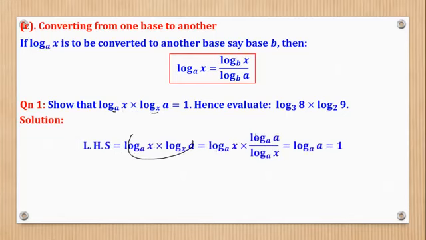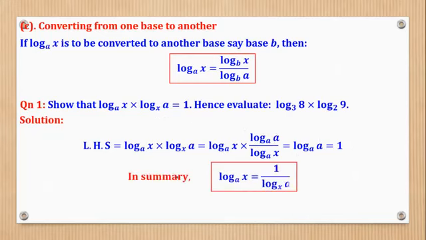Then what I'm going to do, I'm going to change this to base A. Change this to base A. It means our numerator will be logarithm of A base A, and denominator will be logarithm of X base A. Then if you remember rule number 5, this gives 1. And this can cancel. So this will remain with that, and this gives 1, which is the proof they wanted.